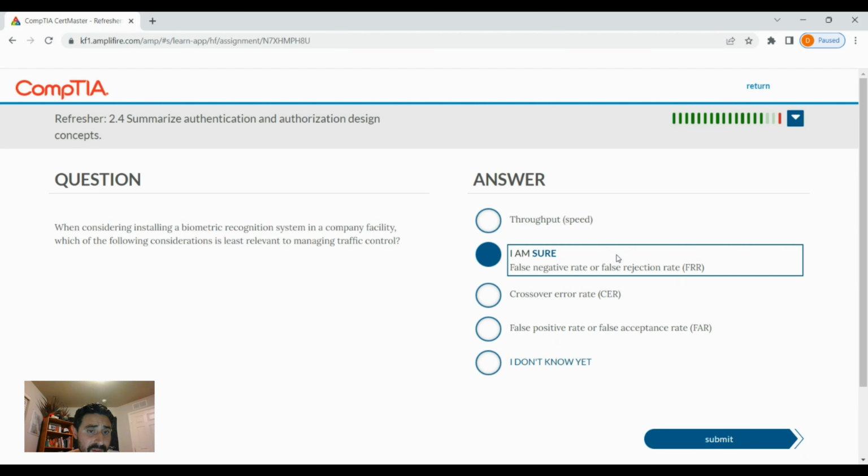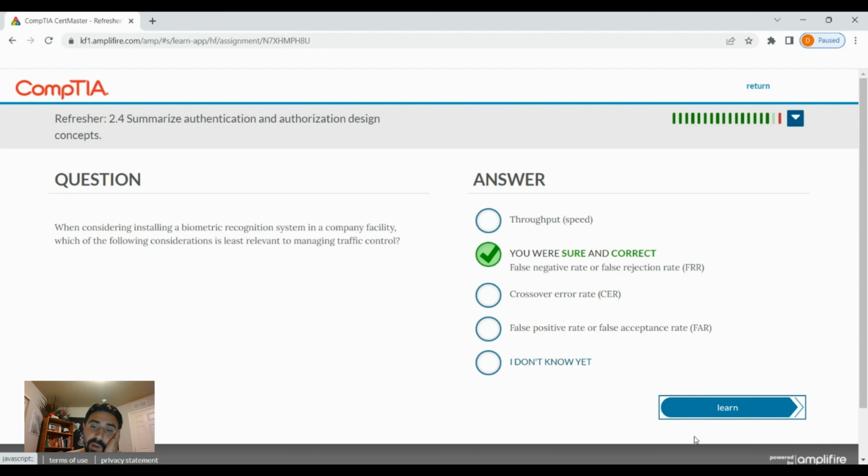Really, the least relevant to managing traffic control is going to be those false negatives, because that means that someone who is supposed to be in there is for some reason getting some type of an error. So that's not as important as like the false positives or not having people go in fast enough and all that other kind of stuff. Let's learn.